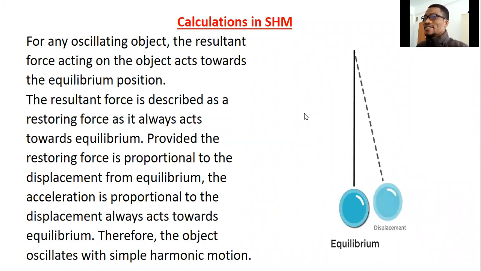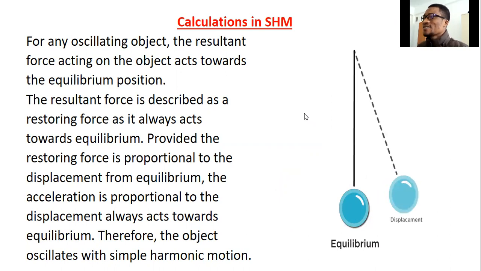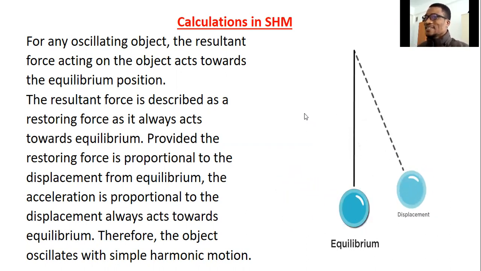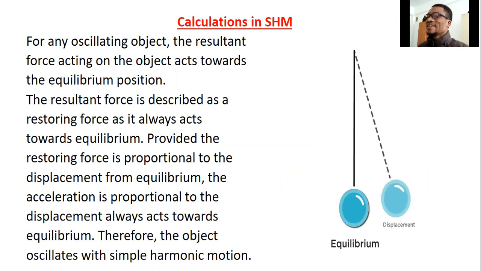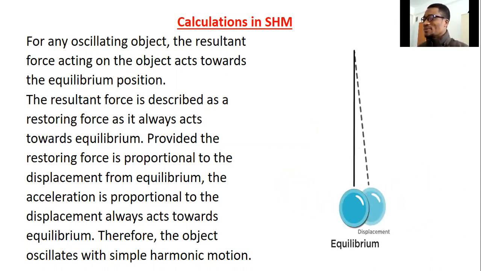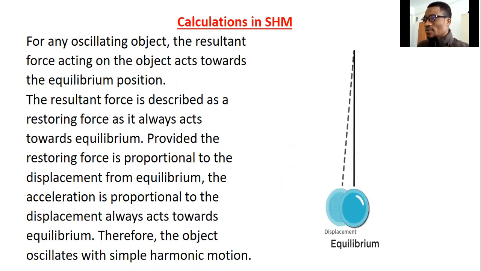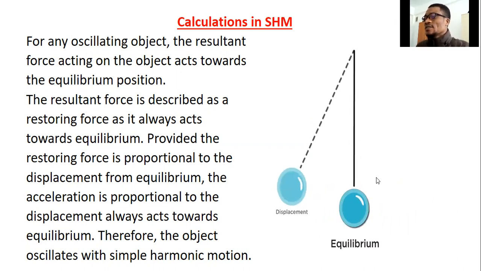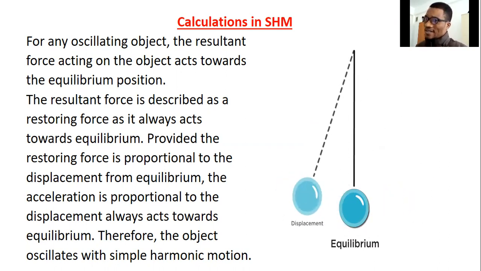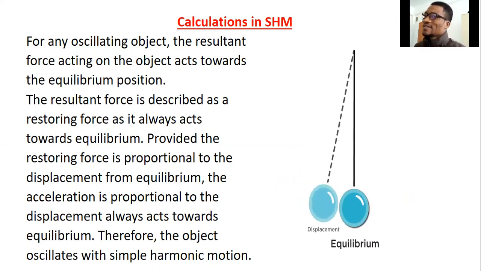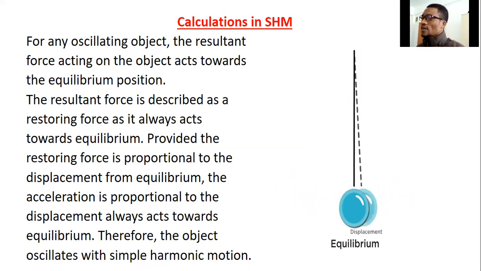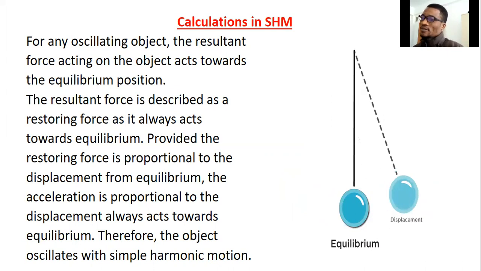For any oscillating object, the resultant force acting on the object acts towards the equilibrium position. The resultant force is described as a restoring force, as it always acts towards equilibrium. Just like what you can see in this simple harmonic motion, it is oscillating, and there is a force that is making this happen. That force is known as the resultant force, which is also known as the restoring force, because it is responsible for making this object move to and fro, and also to restore it back to equilibrium. And the equilibrium is simply a balancing position.